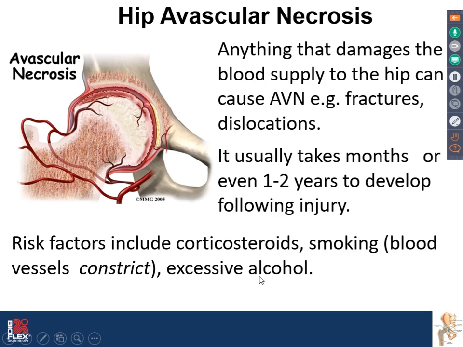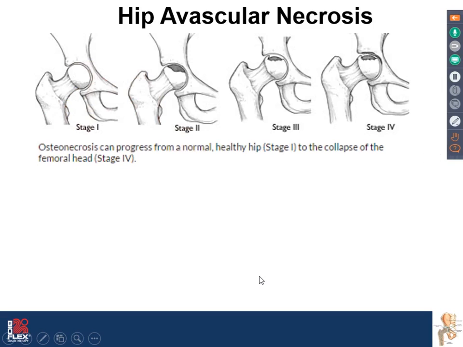Smoking causes overall blood vessel constriction, which again is not great for this joint area. Excessive alcohol can be a problem. It can actually damage arteries as well. So these are all risk factors and possibilities that may cause AVN to develop.